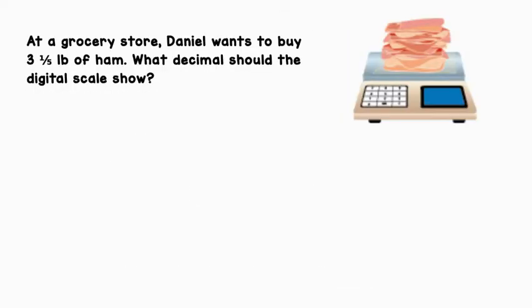At a grocery store, Daniel wants to buy 3 1/5 pounds of ham. What decimal should the digital scale show? Well, let's take 3 1/5. This is two parts, a whole number and a fraction. Since 3 is a whole number, that will lie to the left of the decimal. So we can write that as 3.0.